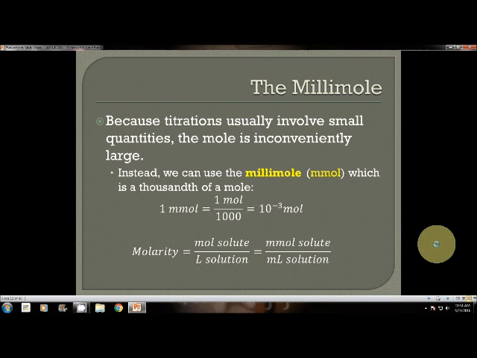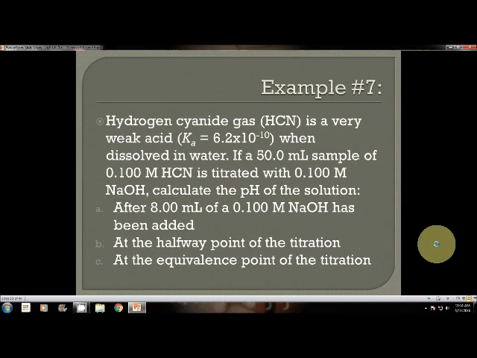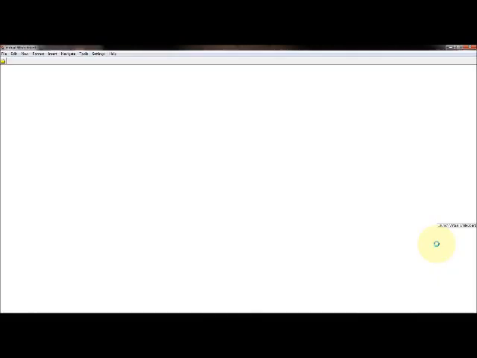So we are going to determine, in example 7, 3 different points during a titration. Hydrogen cyanide gas, HCN, is a very weak acid, for which the Ka is given, when dissolved in water. If a 50 milliliter sample of the 0.1 molar HCN is titrated with 0.1 molar sodium hydroxide, calculate the pH of the solution at these 3 points. Alright, so we're going to do A first, when 8 milliliters of the 0.1 molar sodium hydroxide has been added.